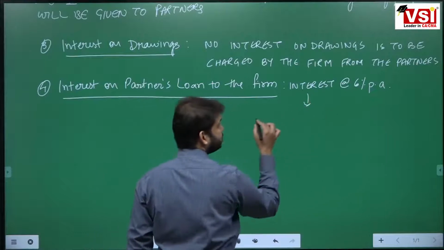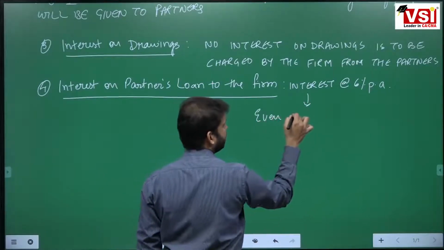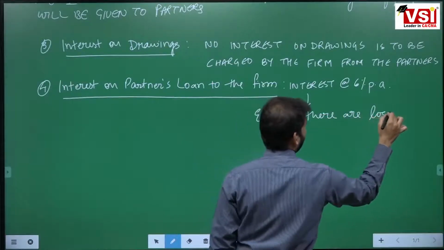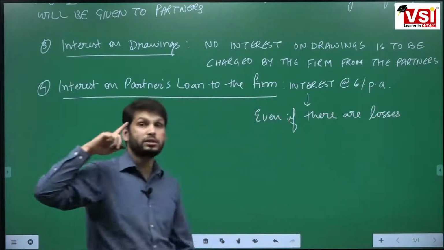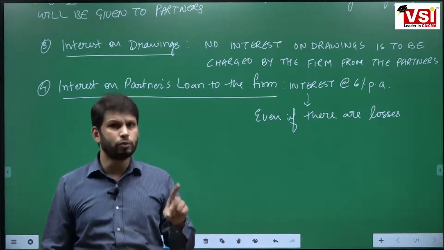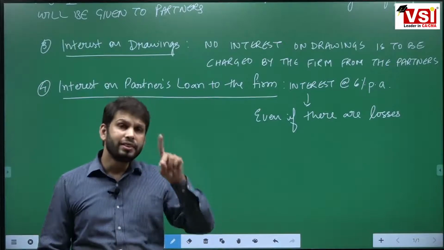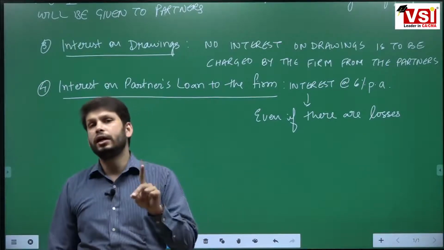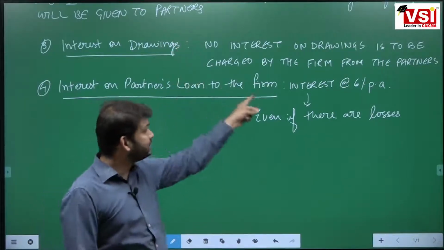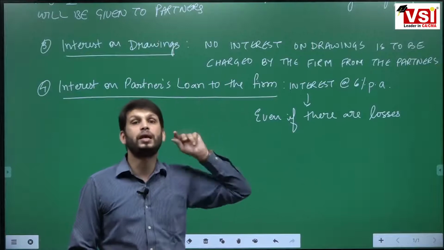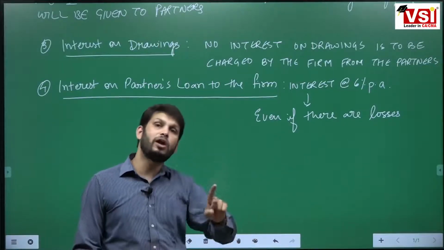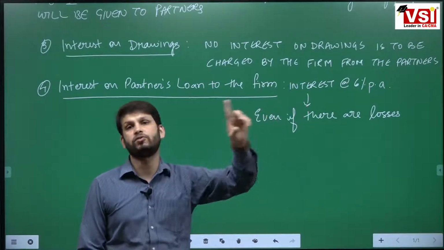And this will be given even if there are losses. See, in that capital thing, if they have mentioned that interest on capital is to be provided, but the rate is not mentioned, then interest on capital at the rate of 6% per annum, but that too only if there are profits. In this case, even if there are losses, but the partner has given loan to the firm, the firm has to give interest at the rate of 6% per annum.